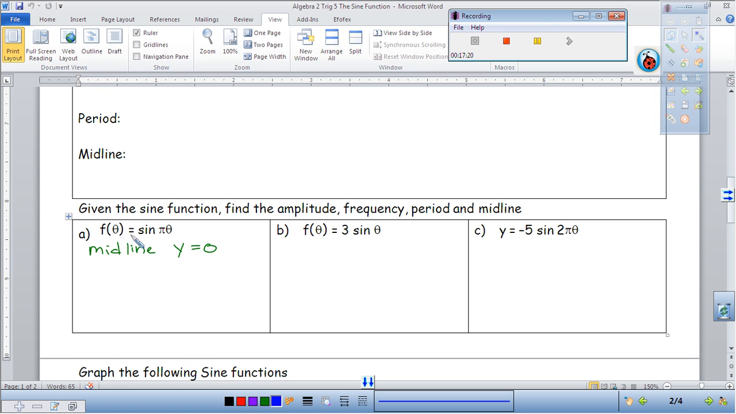Then the amplitude is the number in front of the sine or the cosine. So the amplitude in this case is just 1. The frequency is your b value, and that's the number in front of the theta. And so it equals pi.